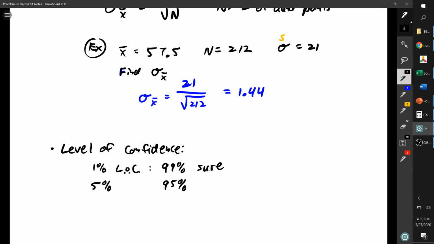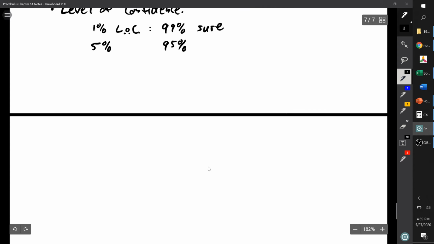Let's do a sample problem here. Let's do number 25 from the textbook. Here's what we have. Number 25. And this will do it for our statistics stuff. We are told that sigma is 0.67.